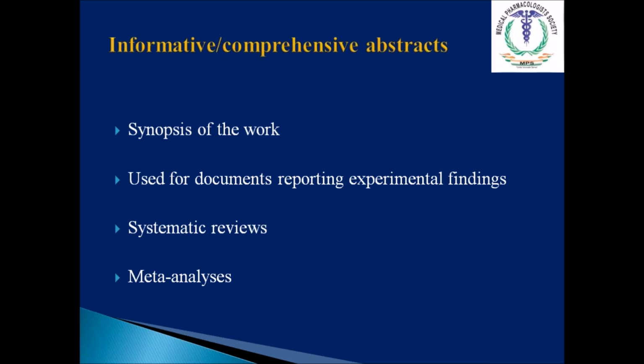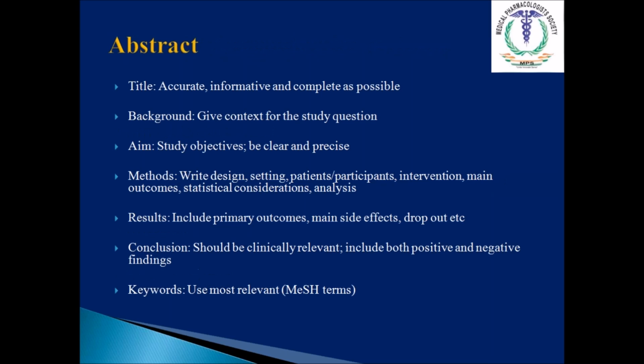So the informative abstracts are used for documenting or reporting experimental findings for all trials, whether it is a prospective, retrospective, or in vitro trial. An informative abstract can also be done for systematic reviews as well as meta-analyses. Next. The title should be accurate, informative, and complete as far as possible. When I go back to the exercise that we just had, osteoporosis in patients with type 2 diabetes mellitus, that title is not informative, it does not give me information about what this is about. Is this a review? Is this a study? So it should be complete as far as possible, so that reading the title only, the reader gets interested in going through your complete paper, or ignores it based only on the title.